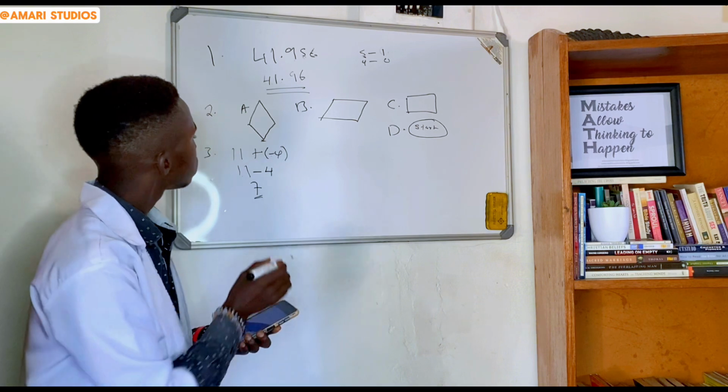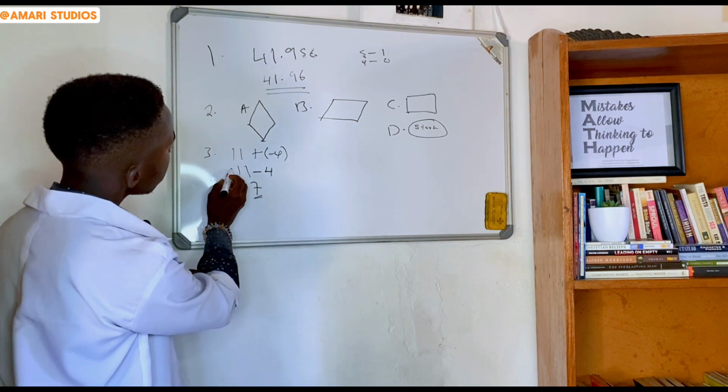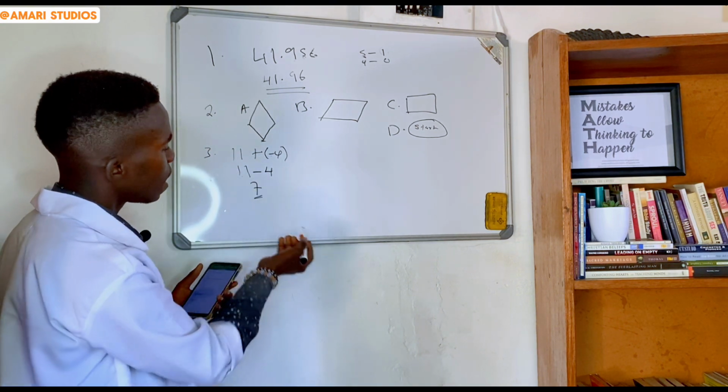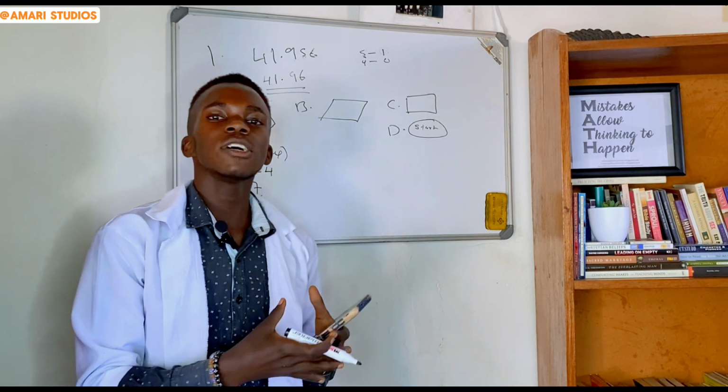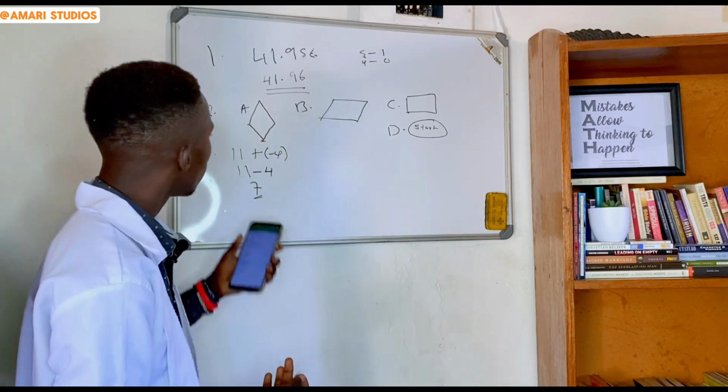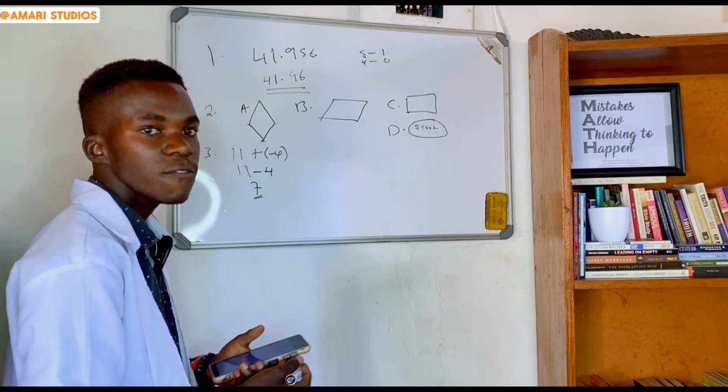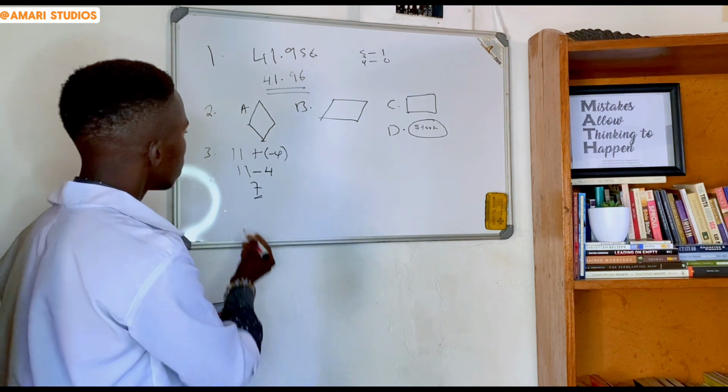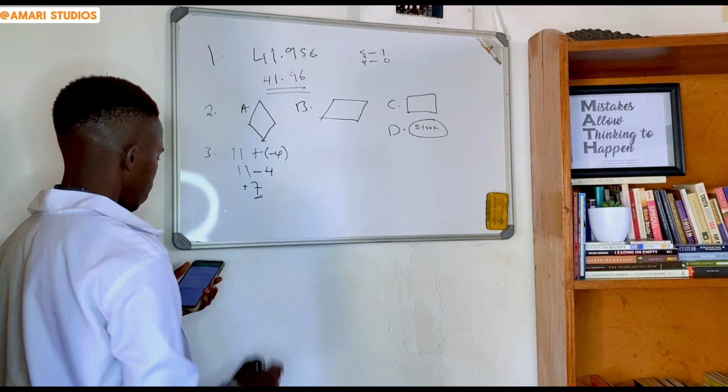Remember, since we have different signs, 11 has a positive sign and 4 has a negative sign, you subtract the numbers and you take the sign of the bigger number, which here is 11, which has a positive sign. So meaning that your answer here will be positive.